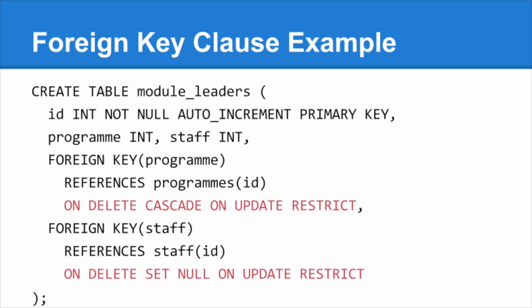So on delete cascade, which means if I delete, I want to delete the records in the module leaders table. If I update it, I want to restrict, which basically means I don't want to update the other table. I want to keep it. I want to refuse to do it if there's a link there.